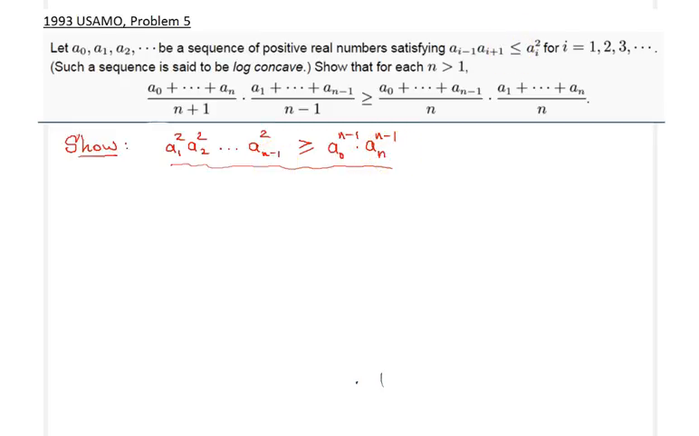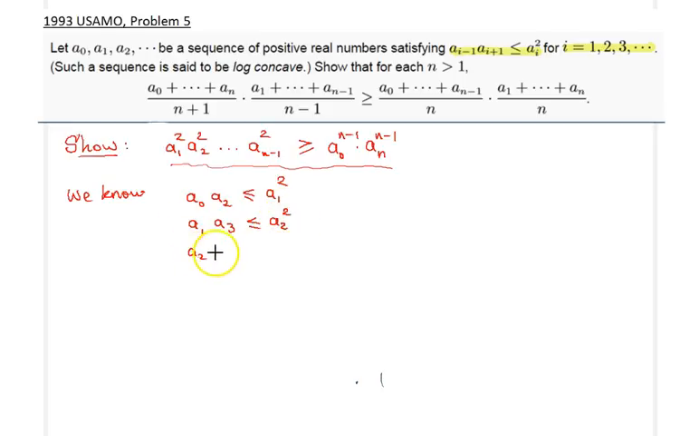But I've been given a condition here that I have not used so far, and it is this set of inequalities which holds for all positive integers i. So what this means is, let me write these conditions. We know that, if I plug in 1, a sub 0 times a sub 2 is less than or equal to a sub 1 squared. If I plug in 2, I know that a sub 1, a sub 3 is less than or equal to a sub 2 squared, and so on.